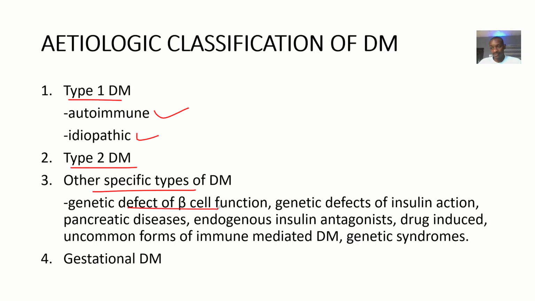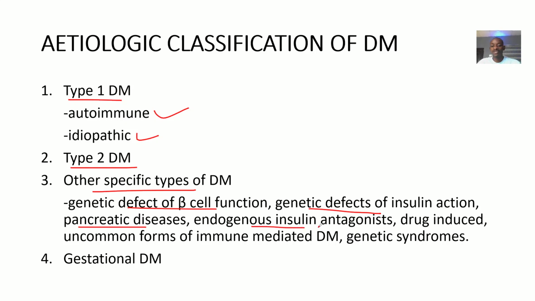Okay, so other types of diabetes mellitus based on etiology are genetic defects of what? Beta cell function. You know, the beta cell is the one that will basically produce insulin. So if there's a genetic dysfunction of the beta cell, that's where you'll be having diabetes mellitus. Or there could be a genetic defect of insulin action. There could be pancreatic diseases, which are affecting the way insulin is being produced.